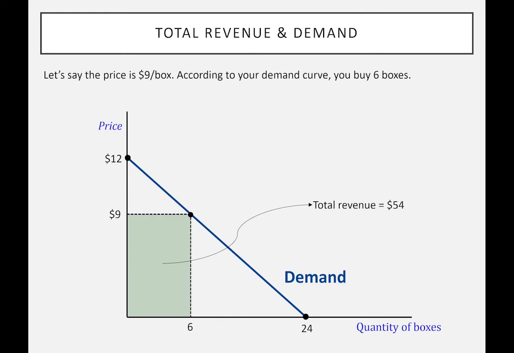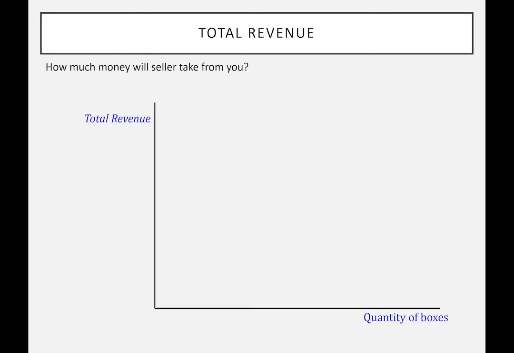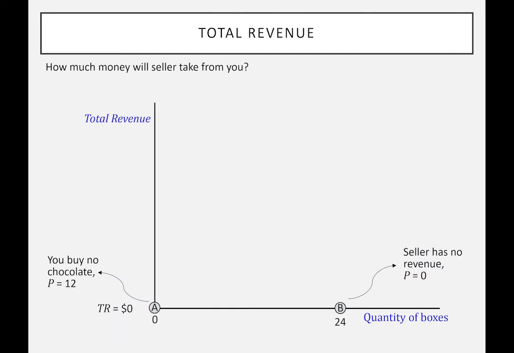If on the other hand he were to fix a price of, say, $11 up here, then in this case it turns out you would buy, for example, 2 boxes. And in that case, he would have $22 in revenue. Now we can follow through to the idea in the graph I had a moment ago, where I had points A and B when the total revenue was 0 in both cases. At one point you buy no chocolate, the price is $12. Over here, the price is 0, but the seller has no revenue.